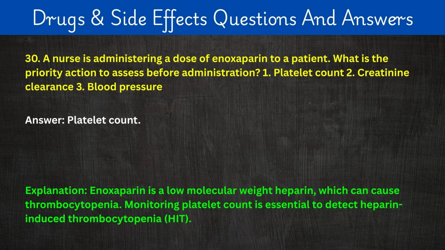30. A nurse is administering a dose of enoxaparin to a patient. What is the priority action to assess before administration? 1. Platelet count. 2. Creatinine clearance. 3. Blood pressure. Answer: platelet count. Explanation: enoxaparin is a low molecular weight heparin, which can cause thrombocytopenia. Monitoring platelet count is essential to detect heparin-induced thrombocytopenia (HIT).